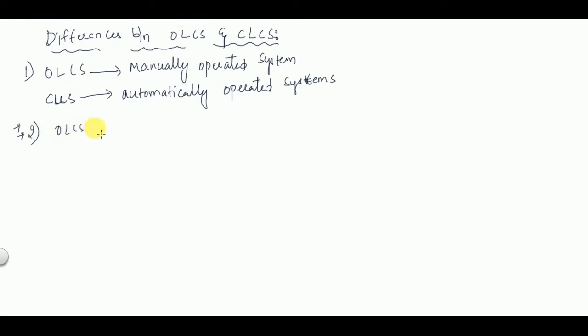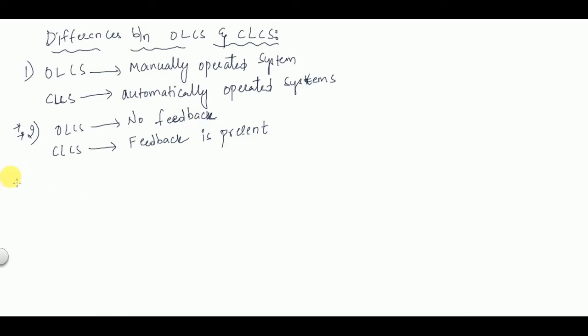open loop control system does not have any feedback. So no feedback mechanism is present in open loop control system, but in closed loop control system the feedback is present. So in all the closed loop control systems, feedback is going to be present. Okay, so this is the basic or important difference between open loop and closed loop control system.